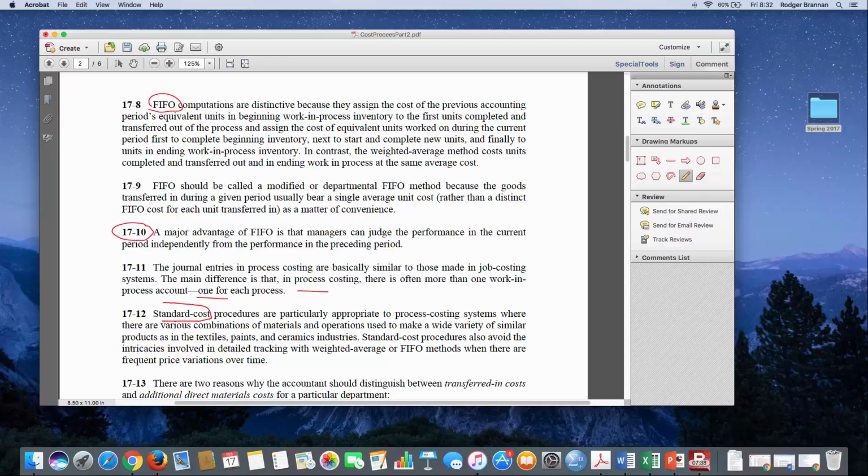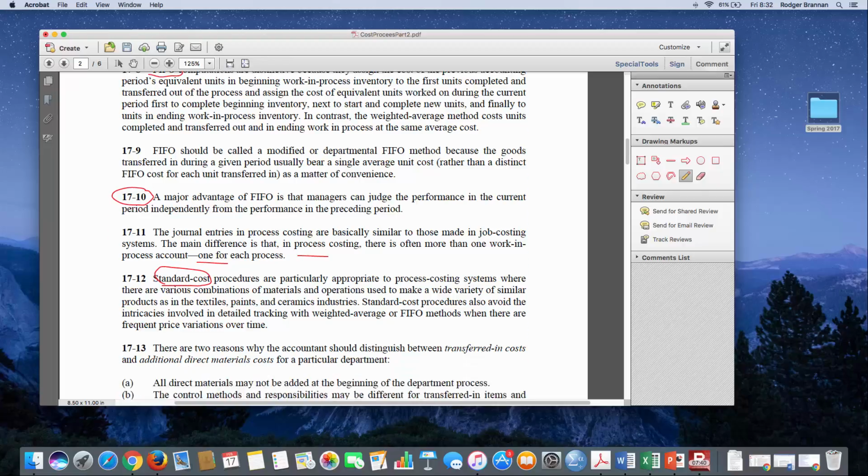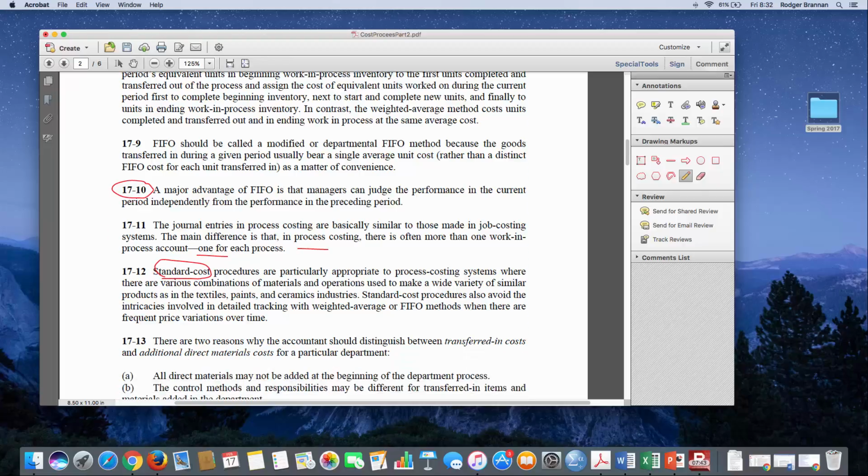Standard cost, we're not going to worry about that right now with respect to process costing. We'll come back to that a little bit later and what we do with that.